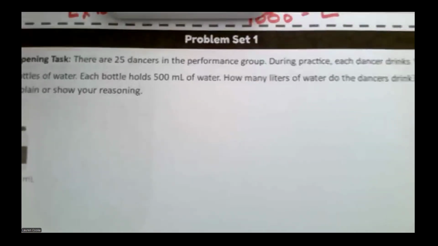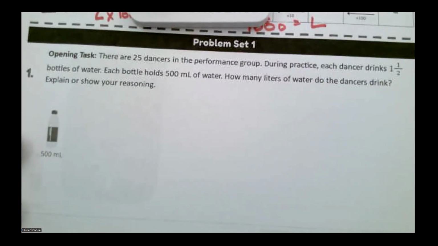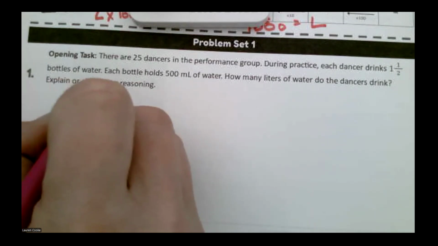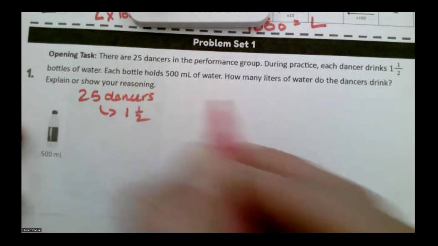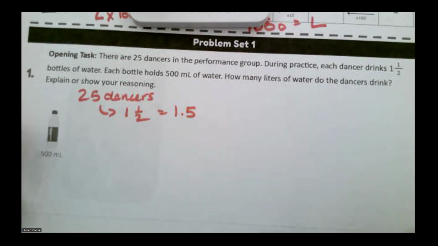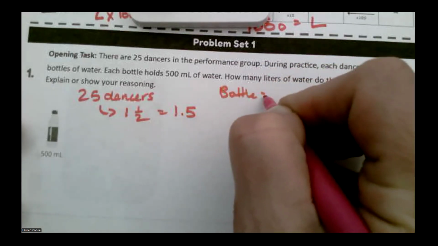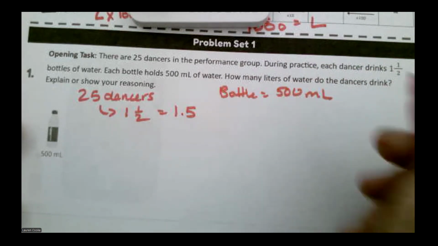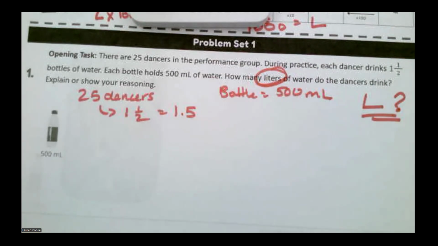All right, so there's 25 dancers in the performance group. This would be like a 4-point question on the state test. During practice, each dancer drinks 1.5 bottles. So we have 25 dancers, each have 1.5 bottles. You could also say that's 1 5/10. That's in your loadout. It doesn't say that here. And each bottle is 500 milliliters. And then my answer has to be in liters.